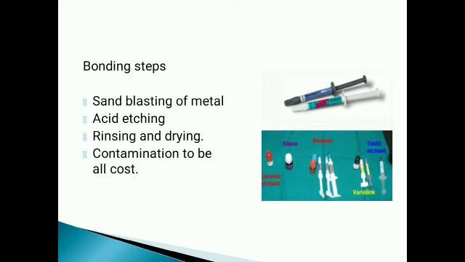Next, the cement is placed on the internal surface of the prosthesis or retainer and the restoration is slowly inserted. Firm pressure should be applied for complete seating. The resin is allowed to polymerize. Excess material can be removed using hand instruments. After polymerization is completed, the external surface of the resin is finished and polished.